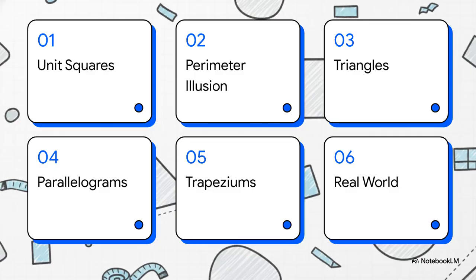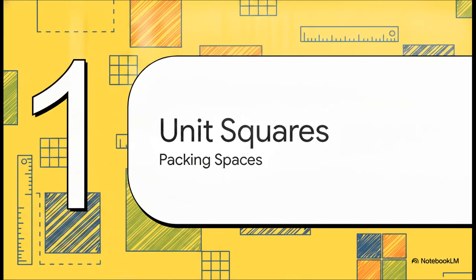So here is our roadmap for today. We'll start with the unit square foundation, explore the perimeter illusion, and then tackle triangles, parallelograms, and rhombuses. After that, we'll transform the trapezium and finally take all this into the real world. All right, part 1, the unit square foundation.